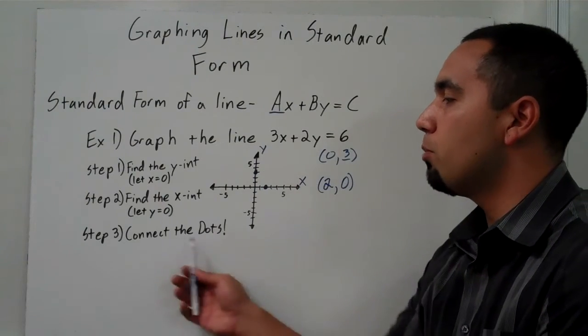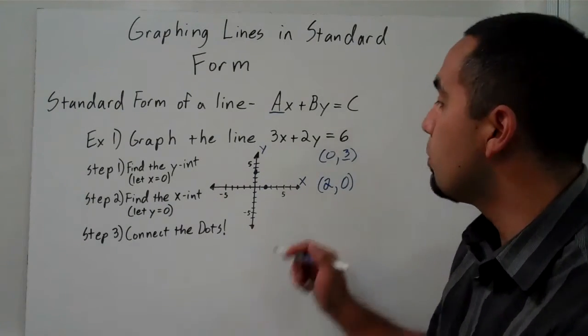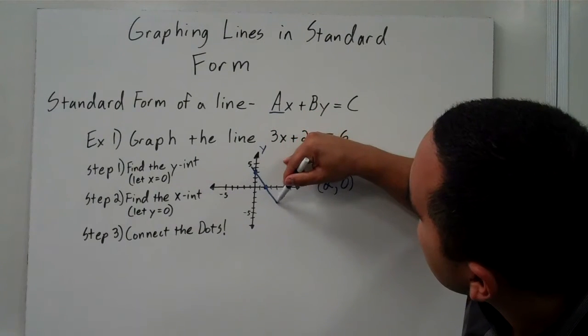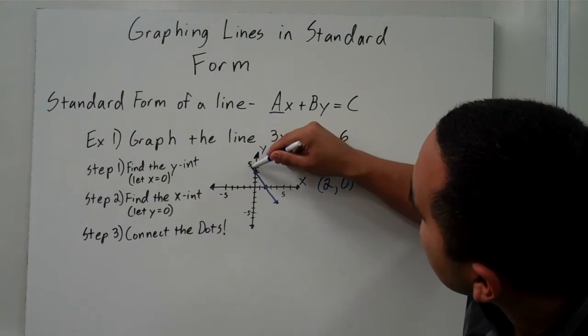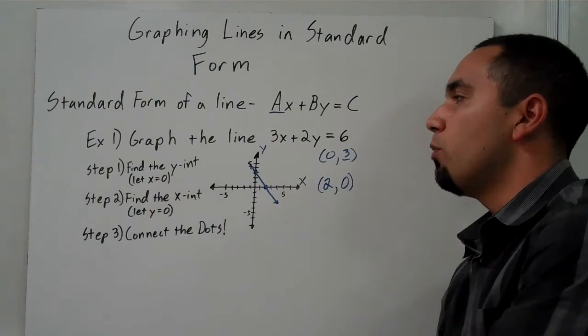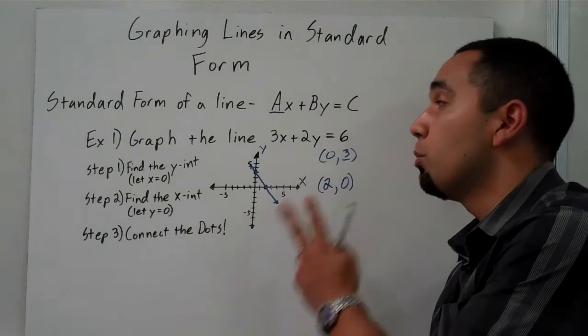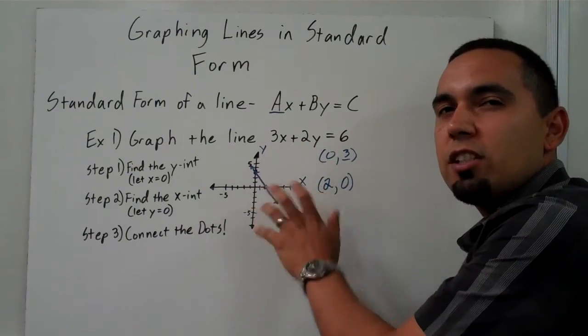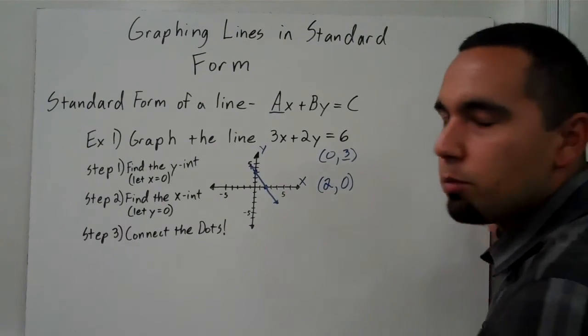I can do my third step, which is simply connect the dots, which basically means I'm drawing my line. And we are done. As you can see, standard form is really helpful because you can find 2 points pretty quickly as long as these are real simple numbers. If you get fractions, it gets a little iffy, but let's look at some more examples, okay?